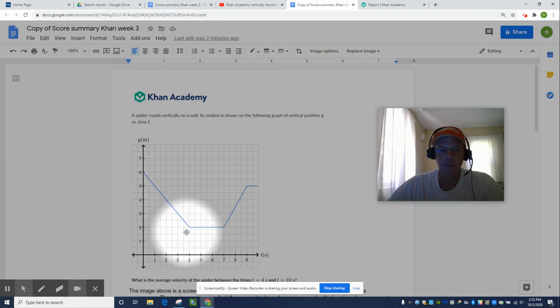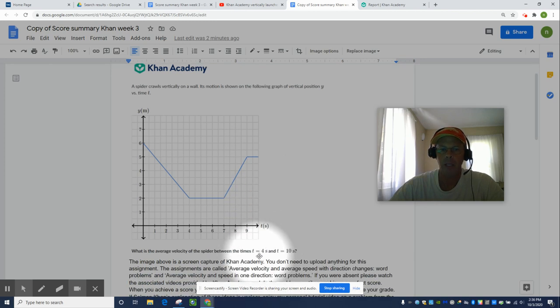Anyway, something weird happens at 4 seconds. We stop dropping, and then we don't move at all. We're 2 meters above the ground, and then a second later, we're 2 meters above the ground, and then at 6 seconds, we're 2 meters above the ground. At 7 seconds, we do start to move up again. We move from 2 meters above the ground to 3 meters to 4 meters, and finally at 5 meters above the ground, we stop again.